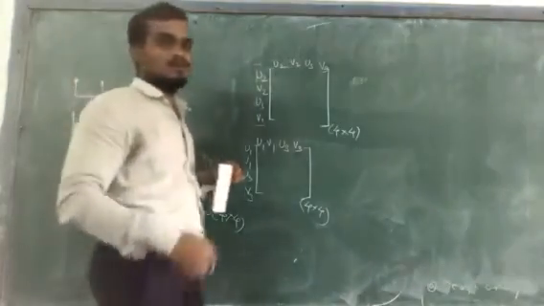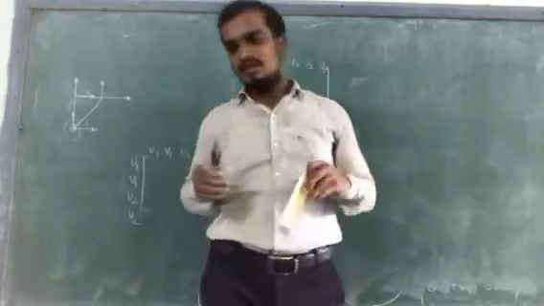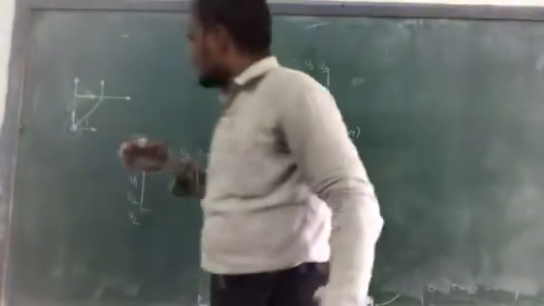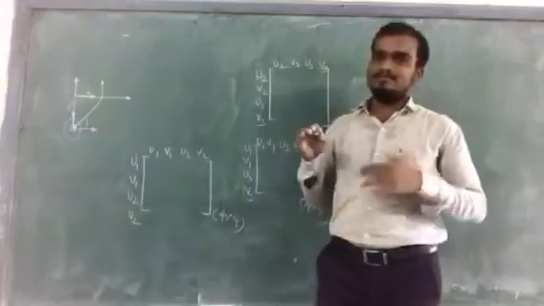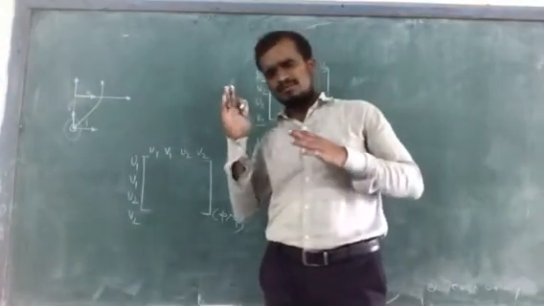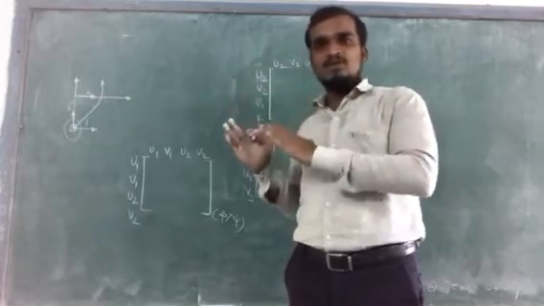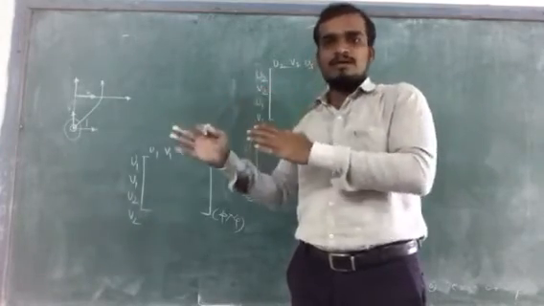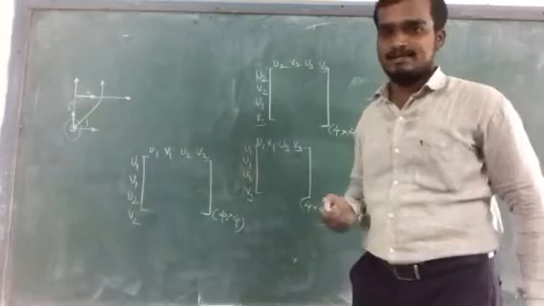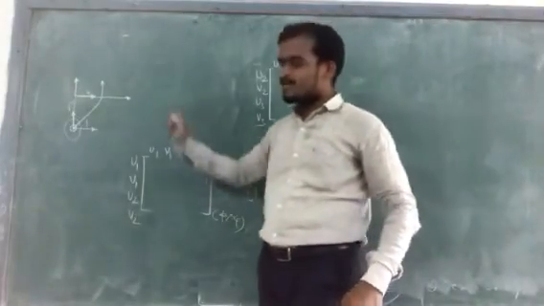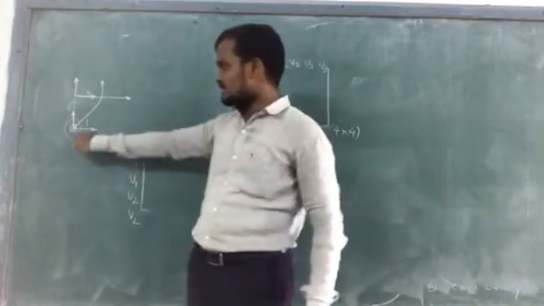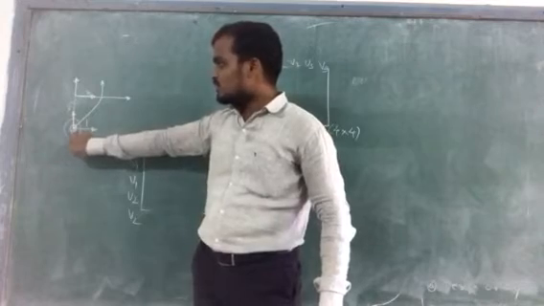As in previous lectures, for your spring system or bar system, at each node there is only one movement, in the horizontal x direction. But for a truss element, at each node there are two movements.